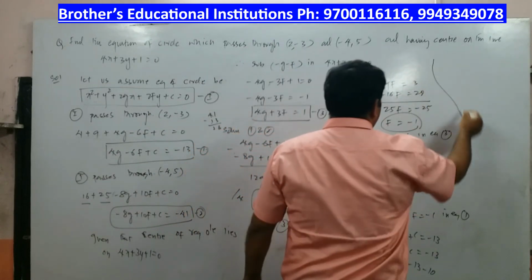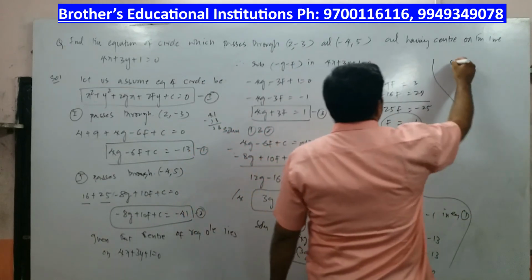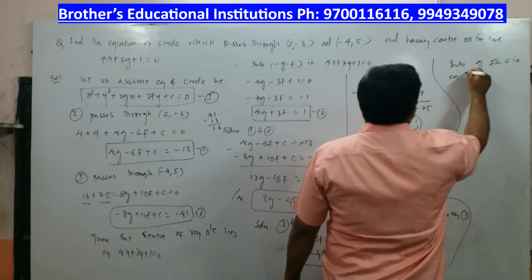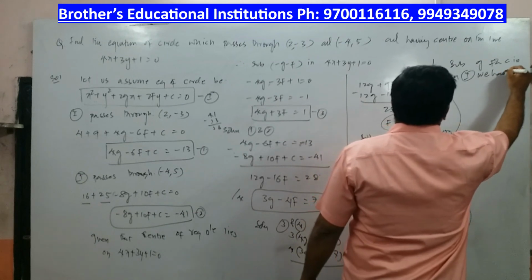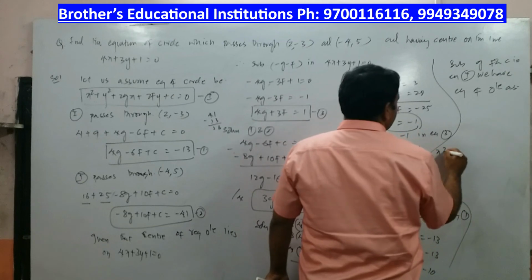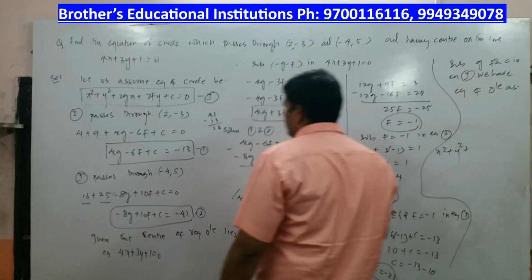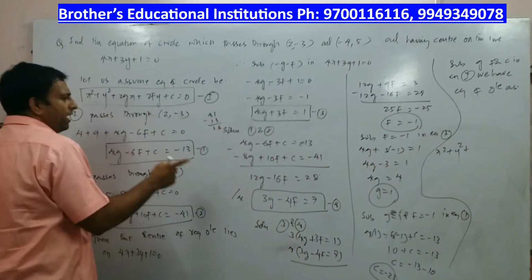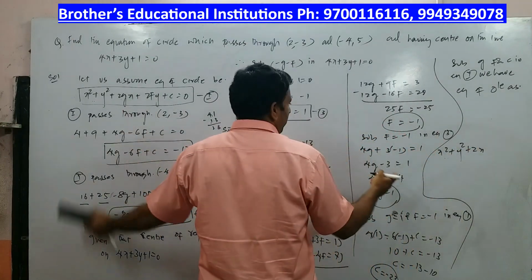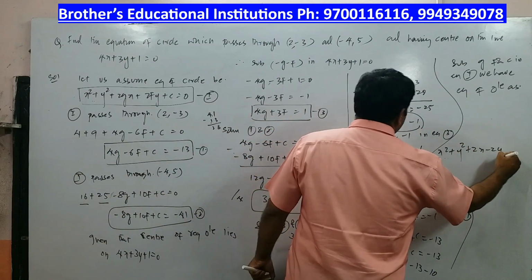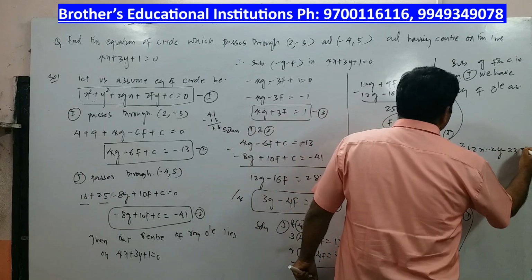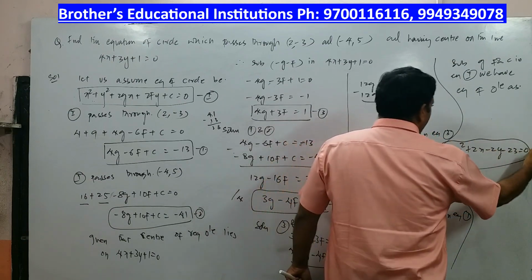So once you get the value of g, f and c, what will I say? Substitute g, f and c in equation I. We have the equation of the circle as x² + y² + 2gx. What is the g value you have? g value is 1. So 2 1s are 2x, plus 2 f value. f value is -1, so it is -2y. Plus c. What is the c value? c value is -23. So this is the required equation of circle.